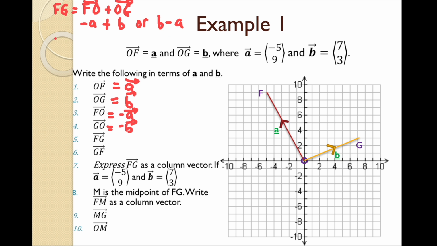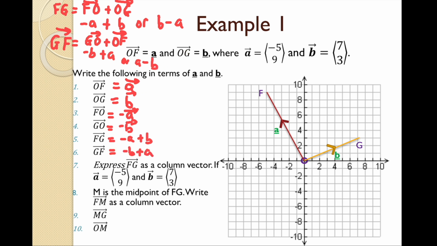Now G to F. Without trying to work it out using this process, what do you think G to F would be? Negative B plus A. So then that's like saying G to O plus O to F. I think somebody else was saying A take away B. So GO would be negative B plus OF, which is A. So we could also have this as what? A minus B. Does that make sense?